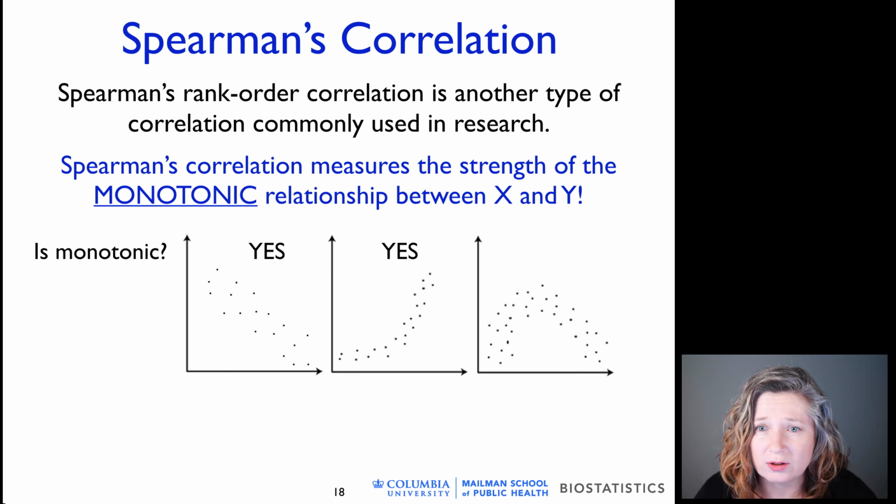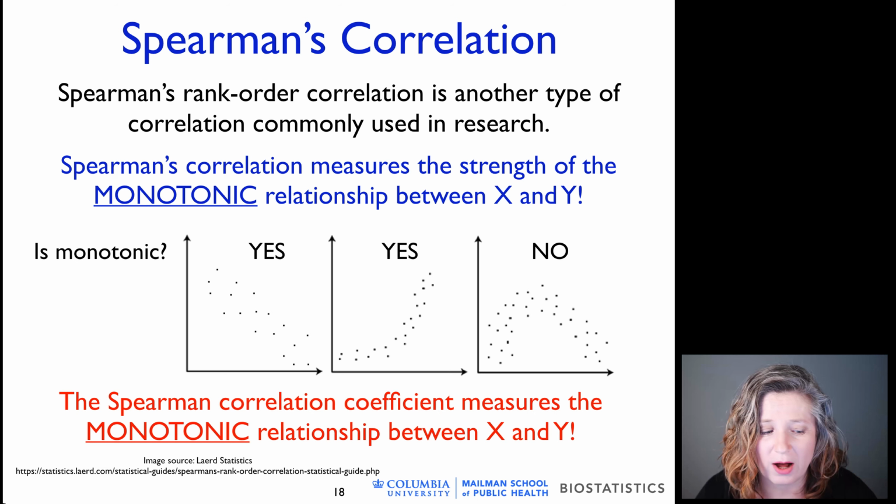However, in the third graph, as X increases, Y increases but then decreases. So there is a non-monotonic function. For half of the graph it increases and for half of the graph it decreases. In this case, Spearman correlation would be a wrong measure of association between X and Y.